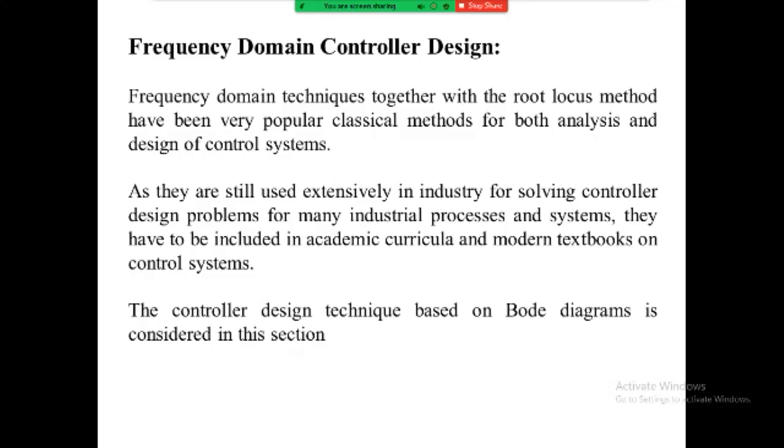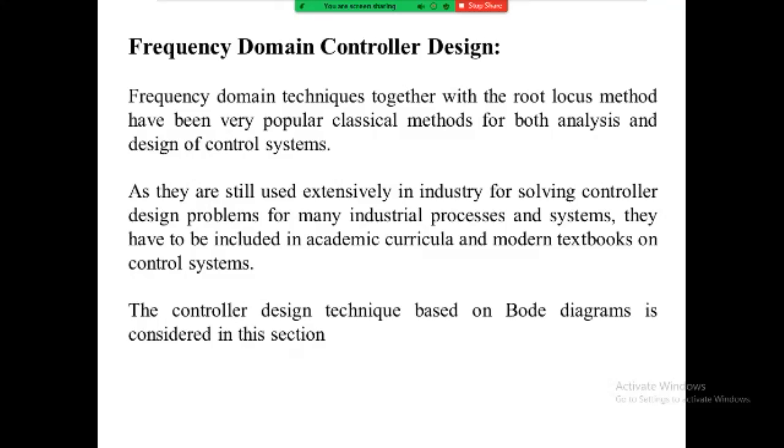Today, we are going to start frequency domain controller design. In the previous lecture, we discussed points related to time domain controller design. So, let us start with the preparation of this frequency domain controller and its design.